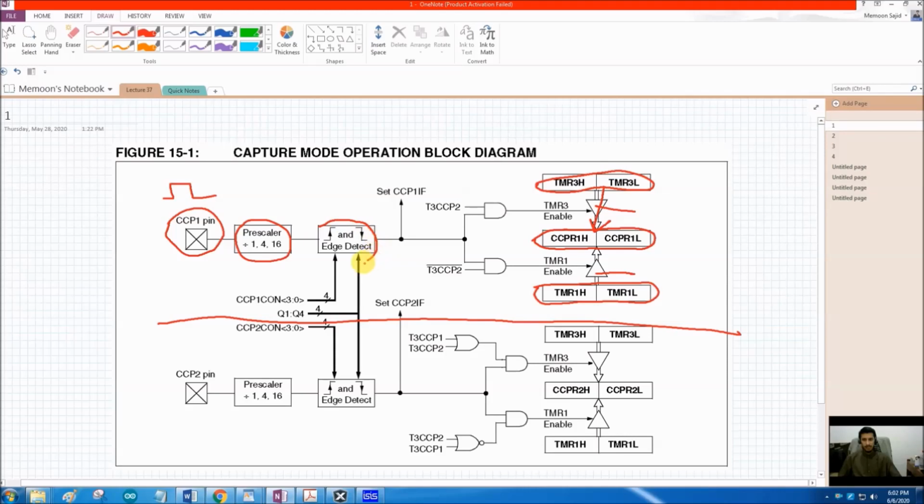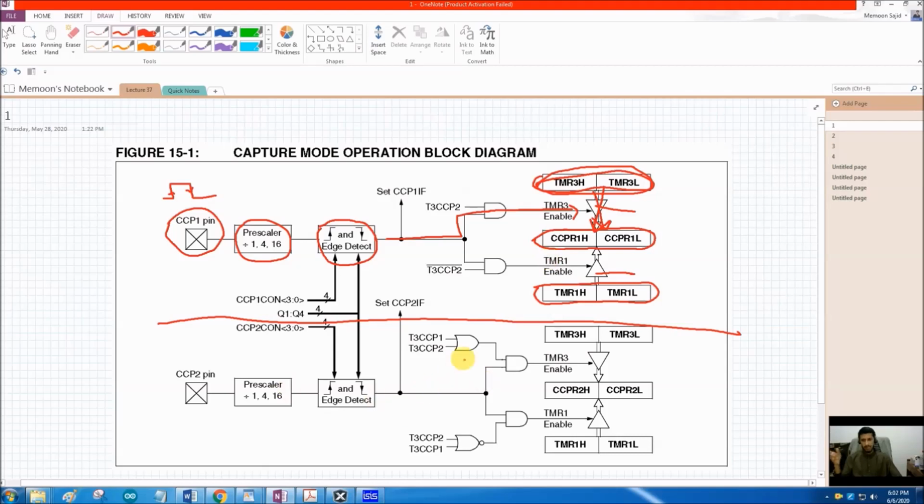Then an edge detection circuit is there. This circuit will detect whether there was a transition on an external pin, and whenever a transition is detected, a signal is sent to the circuitry that will copy the value of the 16-bit timer register into the CCP register at that particular moment. So as soon as an edge occurs at this external pin, the current value of timer is copied to the CCP registers.